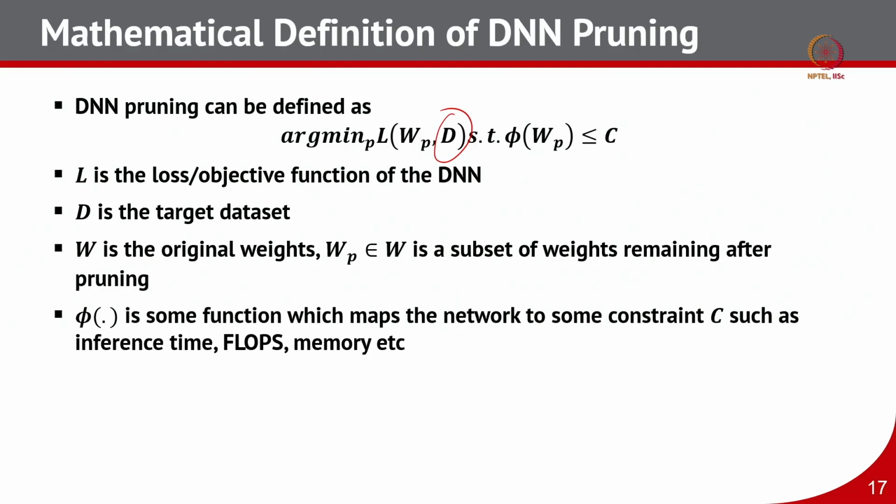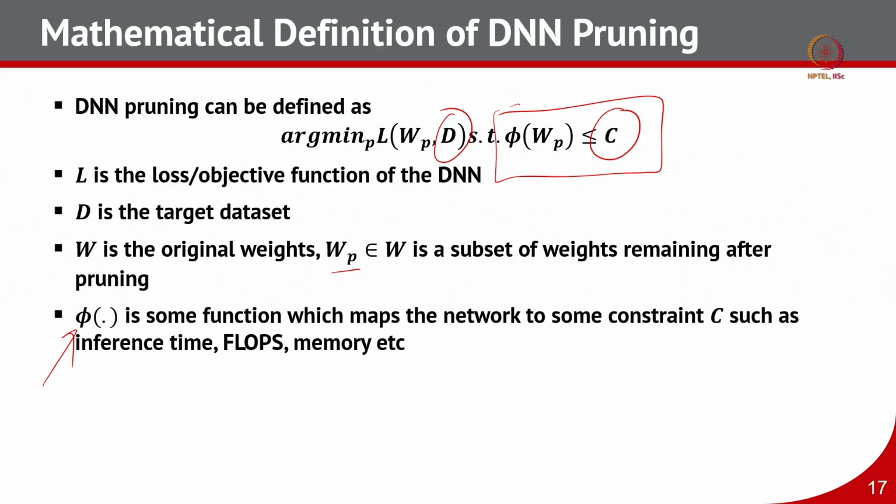W is the original weights, and W_P, which belongs to W, is the subset of weights remaining after the pruning, and phi is some function which maps the network to some constraint C such as inference time, flops, memory, etc. So C is some hardware performance metric. Basically, this expression is trying to say that through DNN pruning we will prune the network in such a way that the pruned network has good hardware performance. At the same time, we will take the network which has the lowest loss on the same data set.